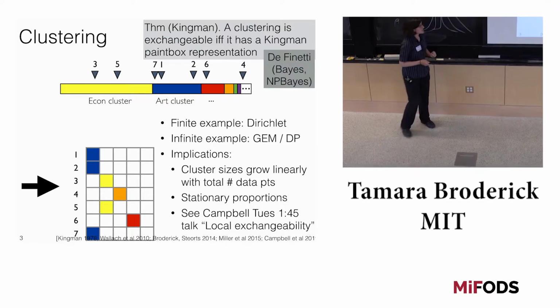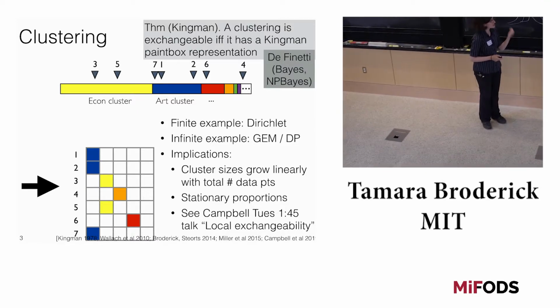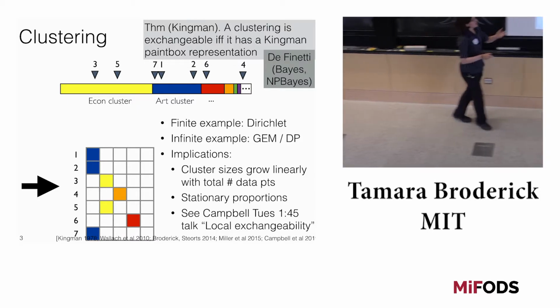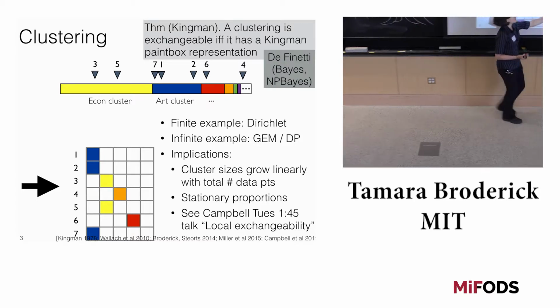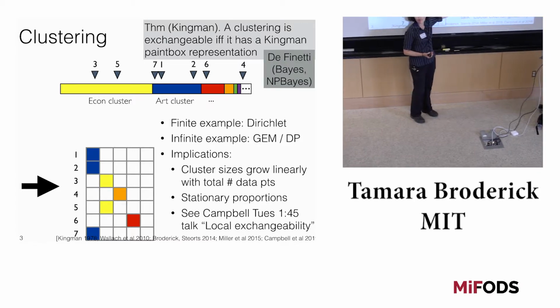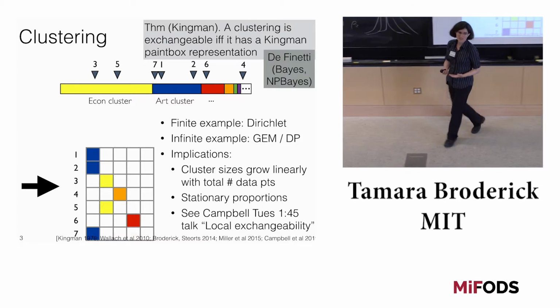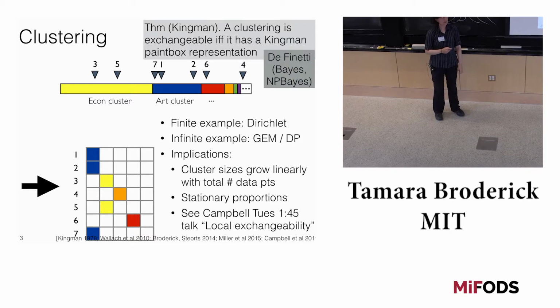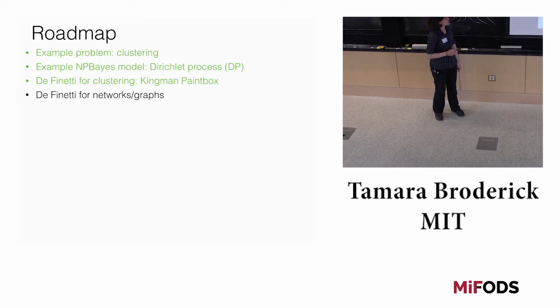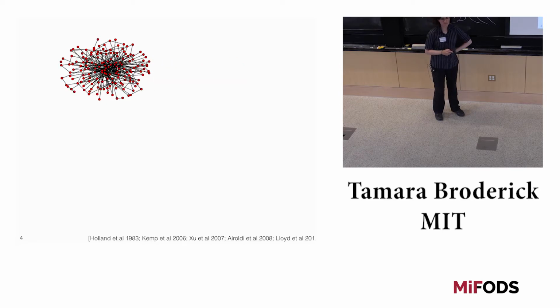Okay, so this is clustering, and we're starting to get a sense of, hey, the Dirichlet process is an example of this broader set of exchangeable clustering models, and so it inherits from that some of the limitations of that broader set of models. Can we apply the same kind of idea in other areas? Well, let's talk about networks and graphs. Okay, so we've talked about the Kingman paintbox for clustering. Let's talk about networks and graphs.